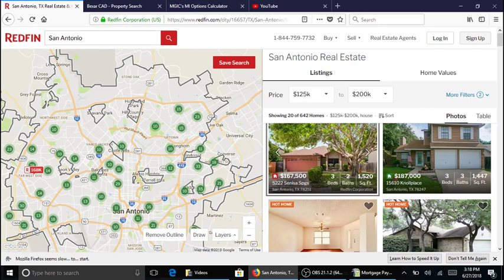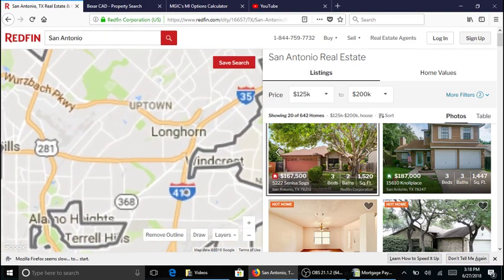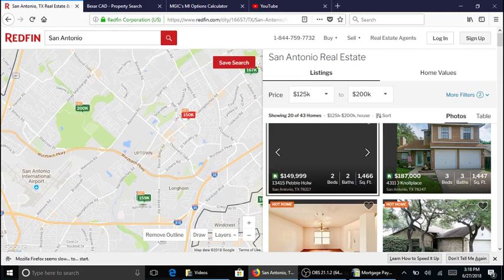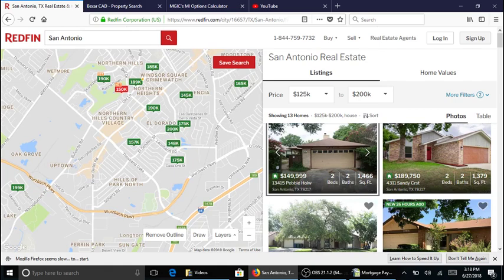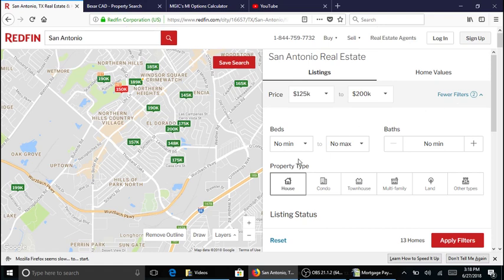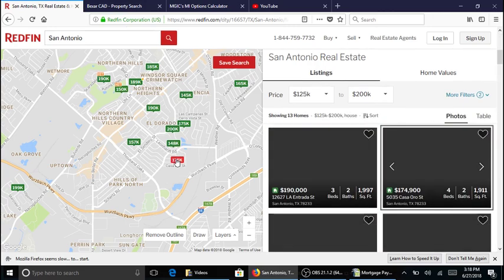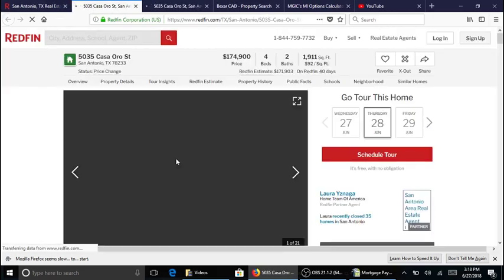Perhaps let's look at the northern part of San Antonio. We'll just pick whatever property here. I set the range from 125,000 to 200,000. Just a regular single family home, and you can filter them out through here. So I just picked house. Drop down menus here, 125 minimum to up to 200,000. How about we just pick this home right here, 175,000. Let's go ahead and open this up.